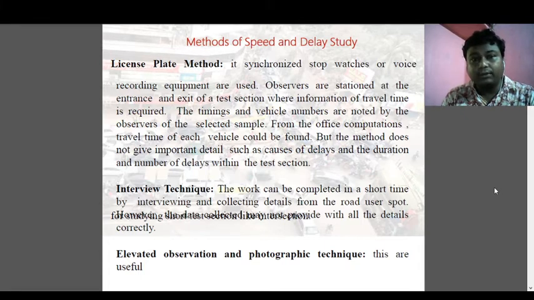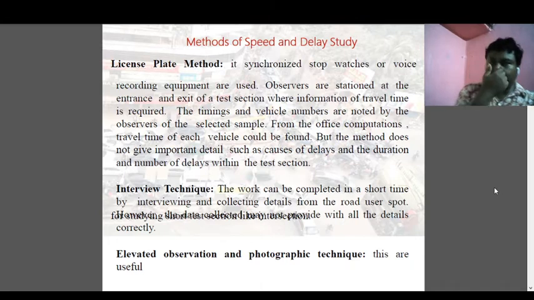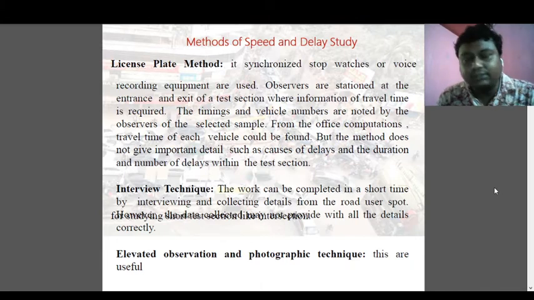But the method does not give important details such as the cause of delay, the duration, and the number of delays within the test section. Yes, definitely they will not give.